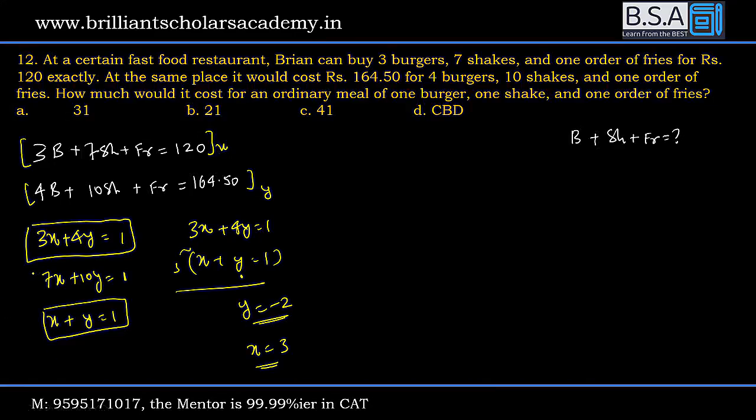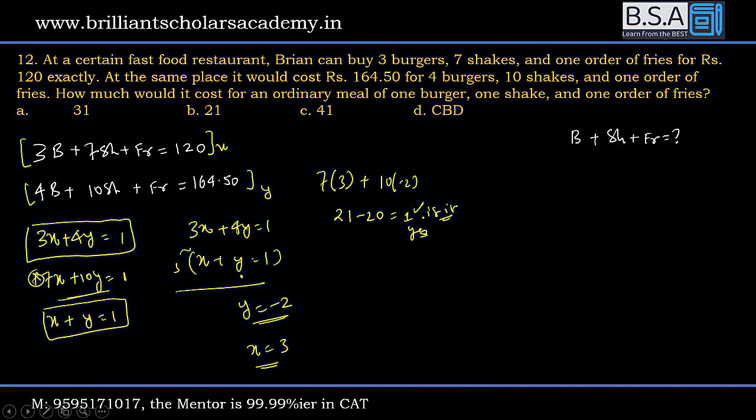But what is the dependency check? You must put it in the equation you have not used. So 7 into 3 plus 10 into minus 2, that is 21 minus 20. Is it equal to 1? Yes, it is. So we take it forward from here. If it is equal to 1, it matches everything.